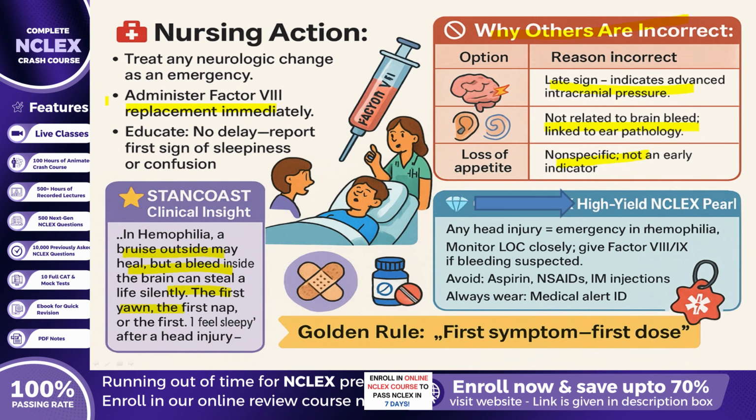And now moving into the Stancoast High-Yield NCLEX Pearl. Always instruct clients with bleeding disorders that any head injury, no matter how trivial, is a medical emergency. The priority nursing actions include closely monitoring for even minor changes in level of consciousness, promptly administering Factor VIII or IX concentrates when bleeding is suspected, avoiding aspirin, non-steroidal anti-inflammatory drugs, and intramuscular injections, and ensuring that clients wear medical alert identification that specifies their hemophilia type and required factor.